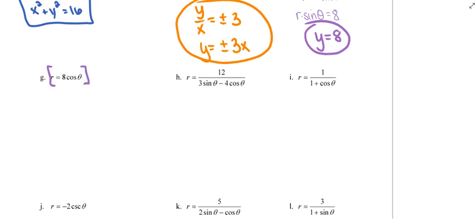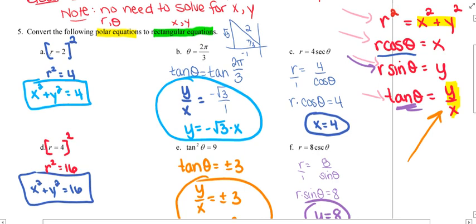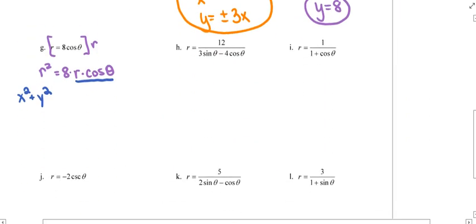So instead of squaring both sides, I'm going to see what happens if I now multiply both sides by r. So on the left, I get r squared. On the right, I get 8 times r times cosine theta. Remember, all of those terms are being multiplied together, and I can write products in any order I want. So now the r squared on the left, I can replace with an x squared plus a y squared. The r cosine theta, if I look at the second one in my list, I can replace any r cosine theta with an x. So this becomes x squared plus y squared equals 8x.